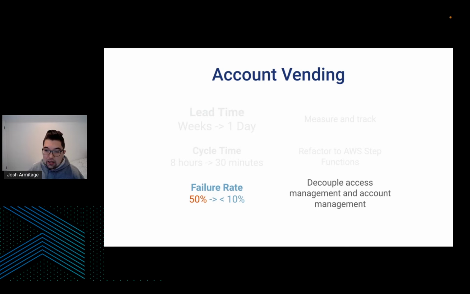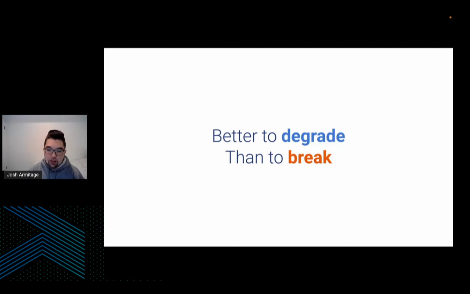And the other bit we did in here was with the failure rate. Actually, what we had was one repository that was doing account vending and access management at once, because when you think about it, you need to apply access to accounts, so they kind of have to live together. What we did in here was we figured it was better to degrade than to break. We'd rather have account vending happen even if something's going on with access management.